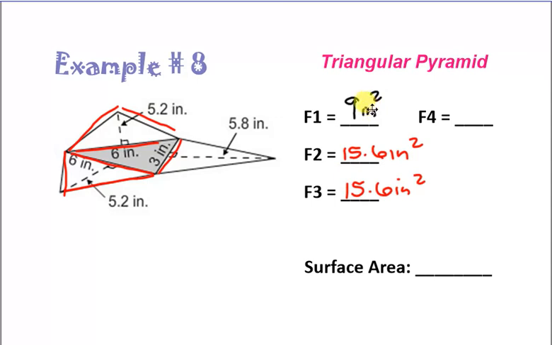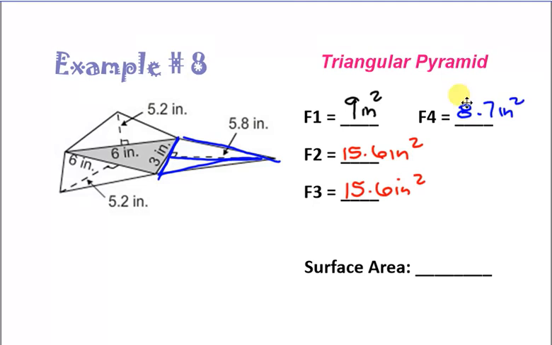And I just realized, oh, yeah, that says inches. I thought it said meters. All right, I'm going to erase this here. And our last triangle that we need to do is this one here. So it has a base of 3 and a height of 5.8. So 3 times 5.8 times 0.5. And that's going to be 8.7 inches squared.